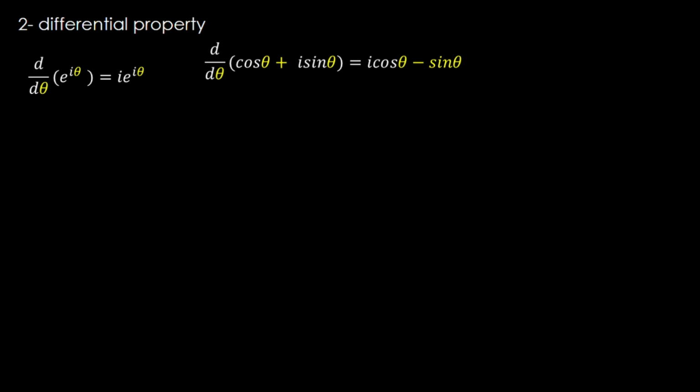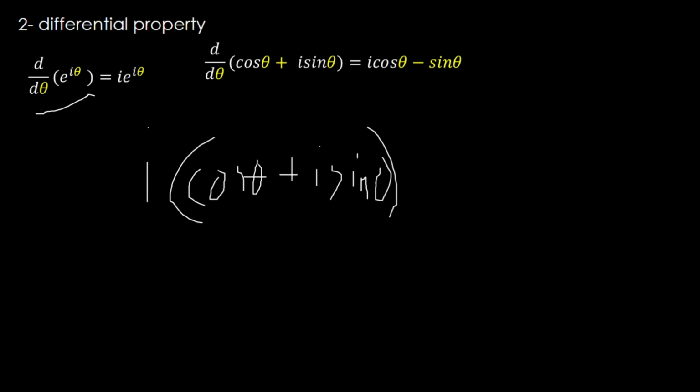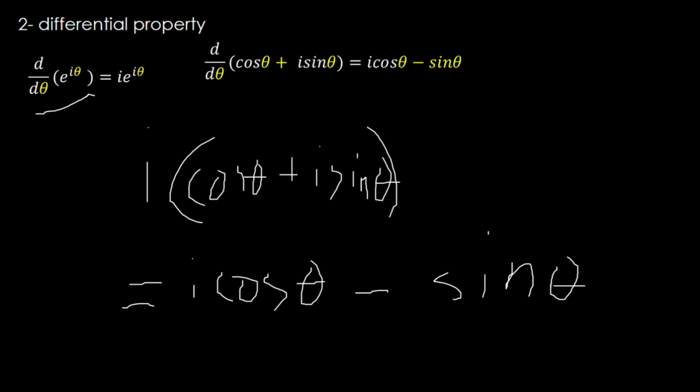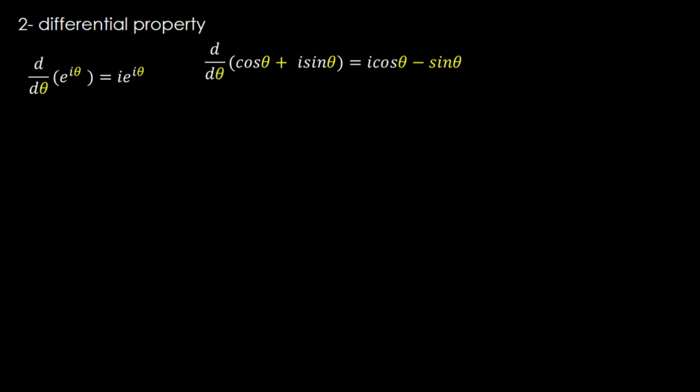What about differentiating cos theta plus i sin theta? You discover that if you differentiate cos theta plus i sin theta, you're going to have i cos theta minus sin theta. I'm seeing something, which means differentiating with respect to theta is just like multiplying by an i. Because you have cos theta plus i sin theta, multiplying this by an i, you are going to have i cos theta minus sin theta, because i squared actually is negative 1. We're having this.